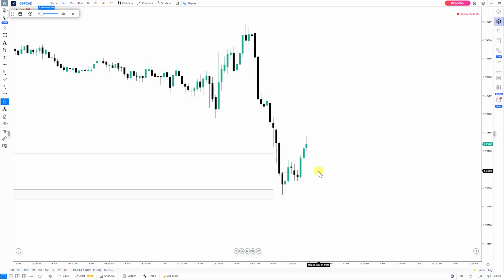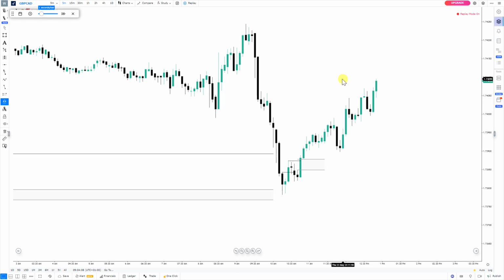And if you are looking for another entry, if you are not able to get involved from that particular entry, you can look to enter off this fair value gap. Okay, you can look to enter off this fair value gap because you can clearly see that price was able to break above this particular high, which indicates that the bulls are already in the market. So let's press price forward and see.